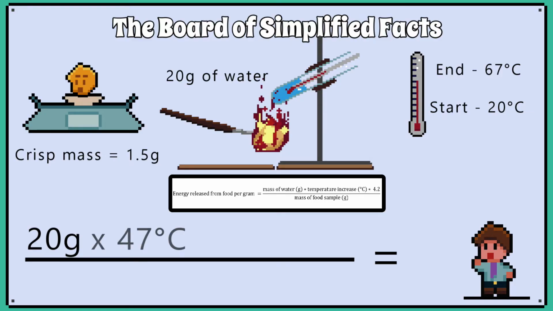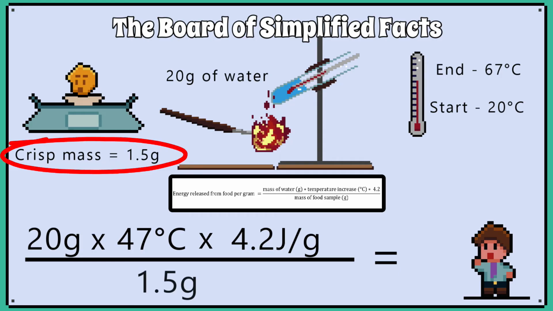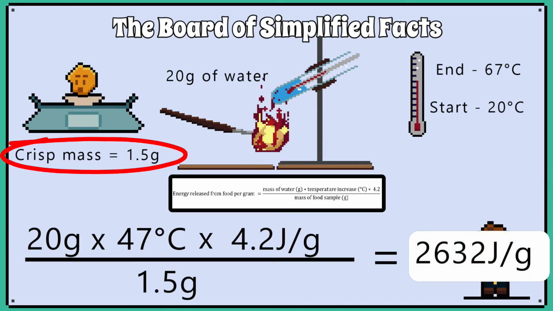So we plug in 47 degrees Celsius, followed by 4.2 joules per gram, which is the specific heat capacity of water, remember, and we divide this all by the mass of the food sample, which happens to be 1.5 grams. This gives us an answer of 2,632 joules per gram of energy in the crisp.